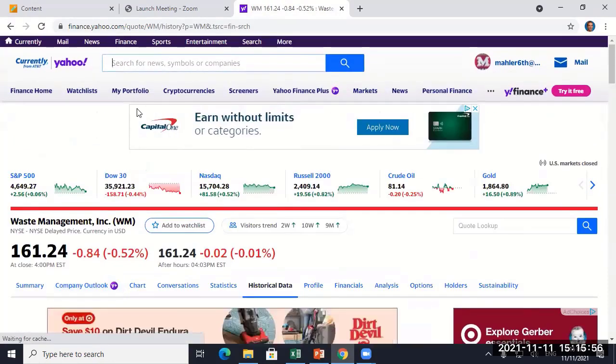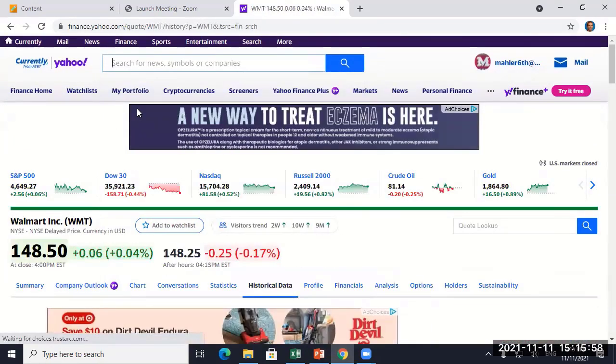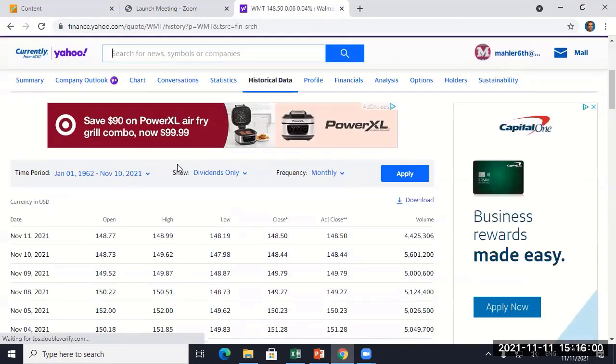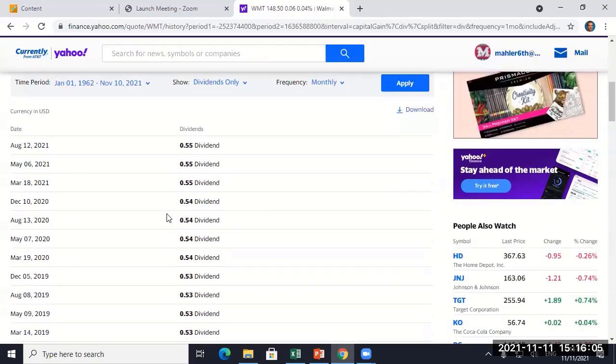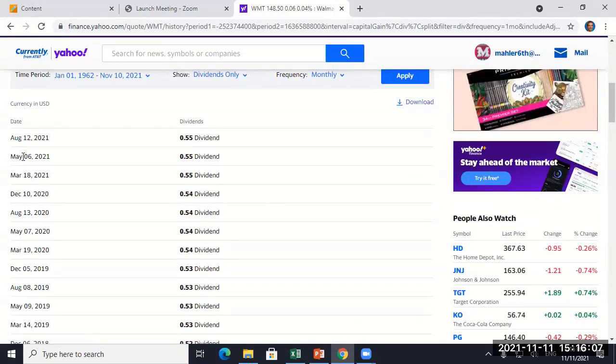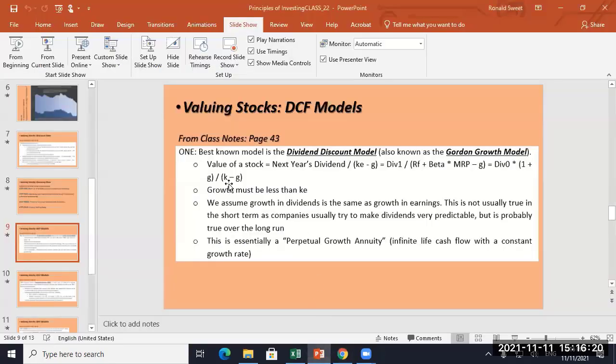Oh, I always do that. I hit enter before the system catches up. So with Walmart, pretty straightforward. That one is quarterly. There's August 2020, August 2021. So there you just add up those four dividends and you got it. 209 is their dividend, dividend zero. So you get dividend zero.